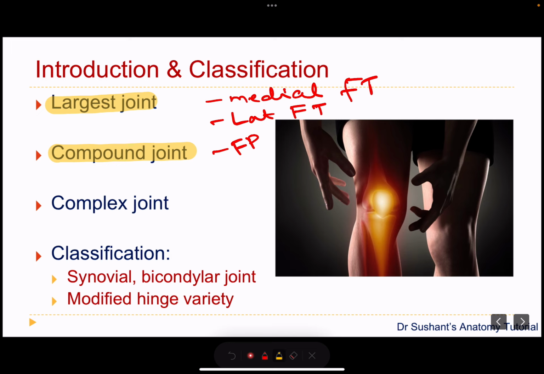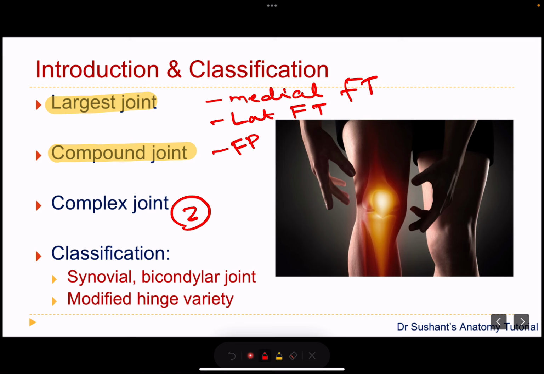So here basically this joint incorporates two condylar joints between the femoral and the tibial condyles, and there is a saddle joint between the femur and the patella. Now, unlike the typical hinge joint, where there is only one transverse axis and the movements taking place are only flexion and extension, the knee joint is a modified hinge joint, because the axis is not fixed.